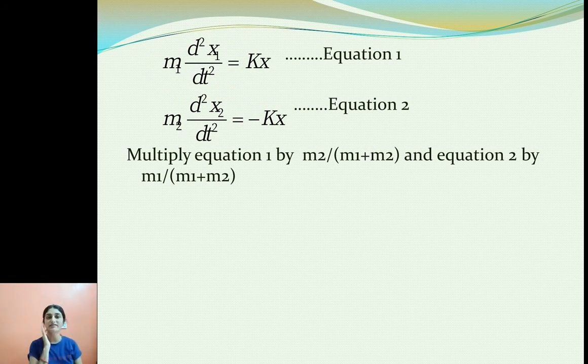In the first case I have written kx, in the second case I have written minus kx, because both M1 and M2 are moving in the opposite direction. That is how, in the first case it is plus, then in the second case it will be minus. Now what we will do, we will multiply equation 1 by M2 upon M1 plus M2 and the second equation by M1 upon M1 plus M2.